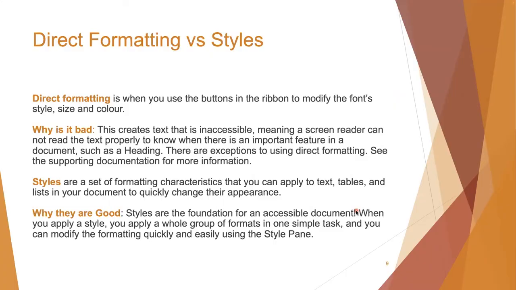All right, so I'm going to go into direct formatting versus styles. A common accessibility mistake is to use direct formatting instead of Word's built-in styles. So direct formatting is when you use the buttons in the ribbon to modify the font's style, size, and color. I showed you that a little earlier, and I'll show you that again. So why is it bad? This creates text that's inaccessible, meaning a screen reader cannot read the text properly to know when there is an important feature in a document, such as a heading.